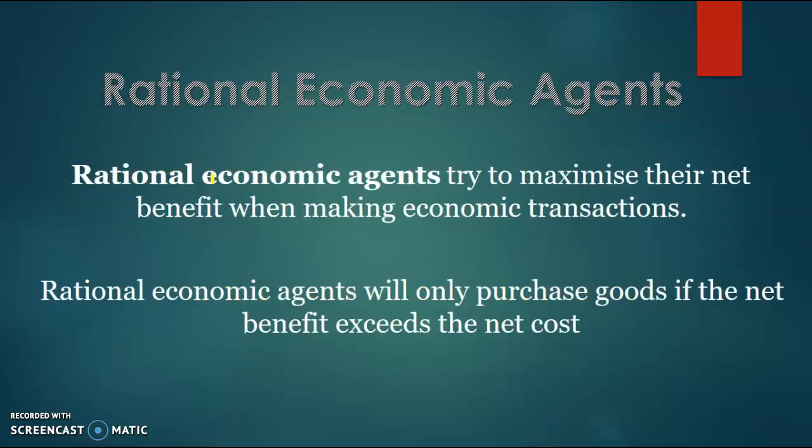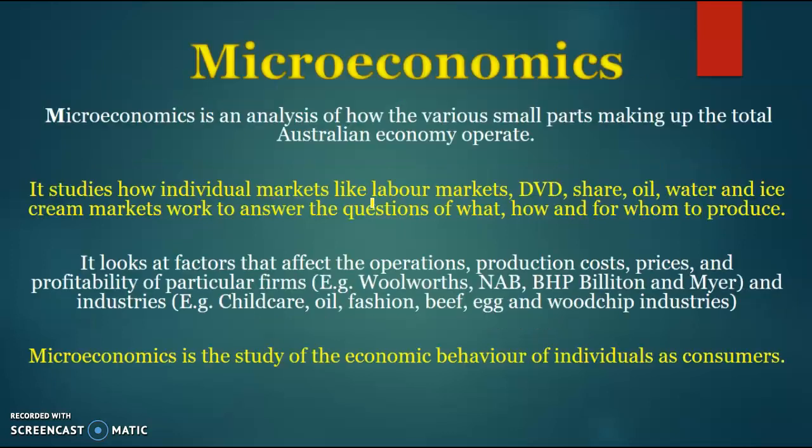So rational economic agents will try and maximise their net benefit, which means they want to have as big a gap as possible between the benefits of a transaction and the costs of a transaction. And we also state that economic agents will only do something if the net benefits exceed the net costs. So when you're weighing up whether to buy a certain product, you weigh up the net benefits and the net costs, and you're only likely to proceed with that transaction if the benefits exceed the costs.